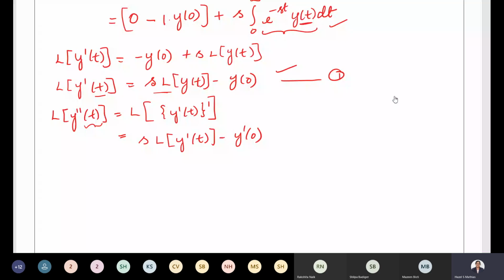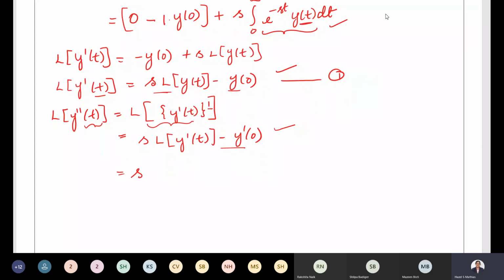So what do we get? Wherever y is there, it will be replaced by y dash. That is what I have written over here. Here I have used the function y dash of t whole dash. So it will be s into Laplace transform of y dash of t minus y dash of 0. I hope this is clear, because this is Laplace transform of y dash of t, and here it is Laplace transform of y dash of t whole dash. So it will be s into Laplace transform of y dash of t minus y dash of 0.